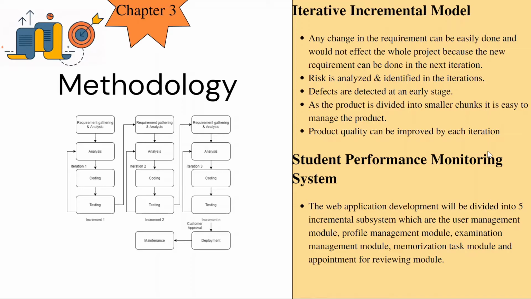Next, I will present the methodology used for the system development. For this system development, it will use the iterative incremental model. This is because any changes made in the requirements can be easily done and would not affect the whole project, because the new requirements can be done in the next iteration. Other than that, risk is analyzed and identified in the iterations, and defects can be detected at an early stage. Next, as the product is divided into smaller chunks, it is easy to manage, and lastly, the product quality can be improved by each iteration.